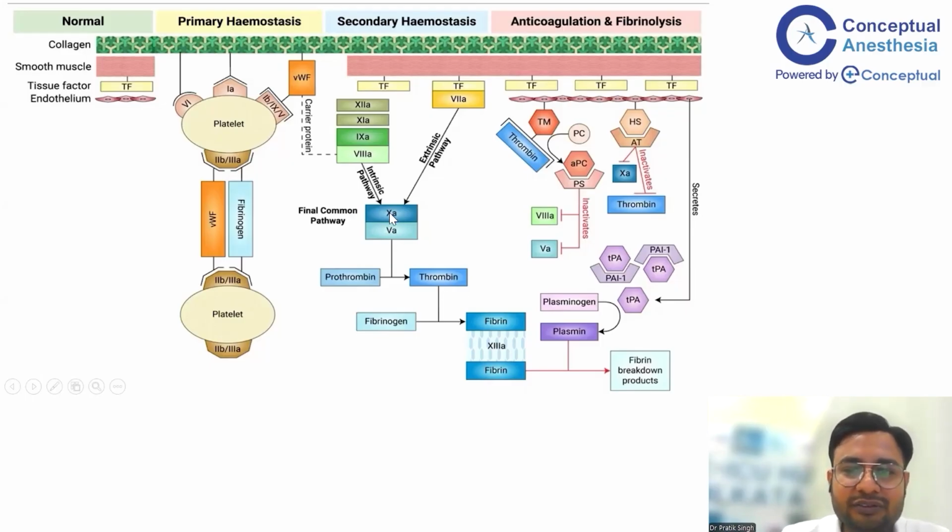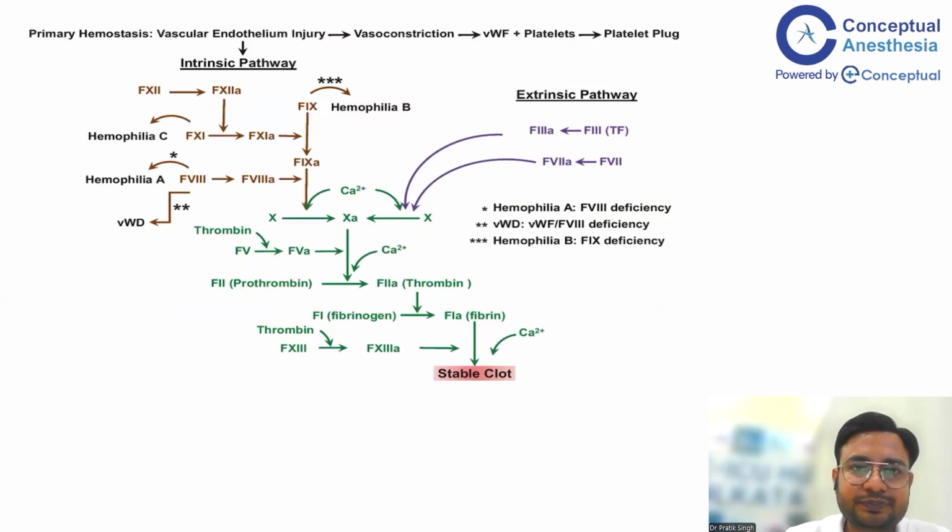So at the point factor 10A comes into action, the extrinsic and intrinsic pathways become a final pathway which is common to both of them. Then the body's other mechanisms come into action, that is antithrombin 3 and tissue plasminogen activator. They try to degrade this product that has been formed here. This is what I had discussed here.